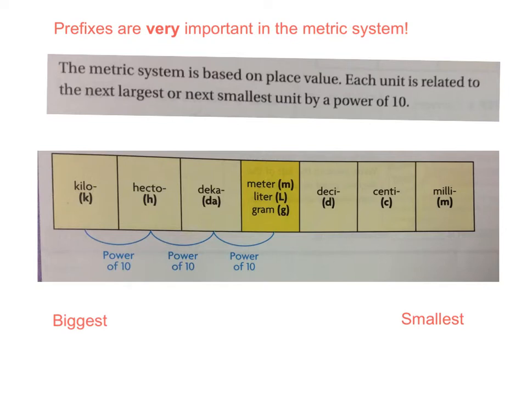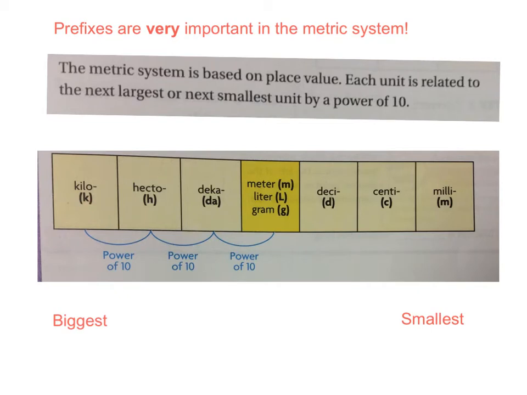So you should have written down this chart in your notebook today. If you didn't get a chance to copy it in class, I want you to please take a moment right now to write down this chart. This chart shows all the different prefixes that you might encounter when working with the metric system. Over here, kilo, this is the biggest size, and over here, milli is the smallest.